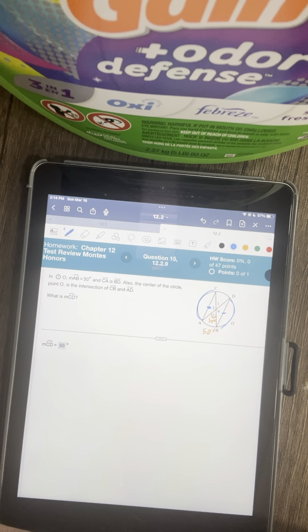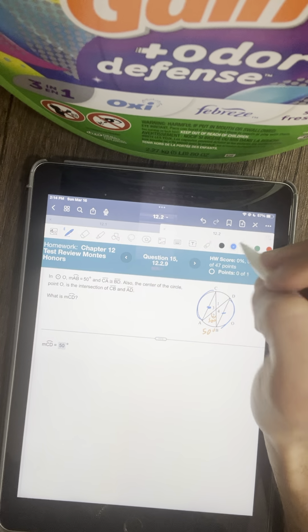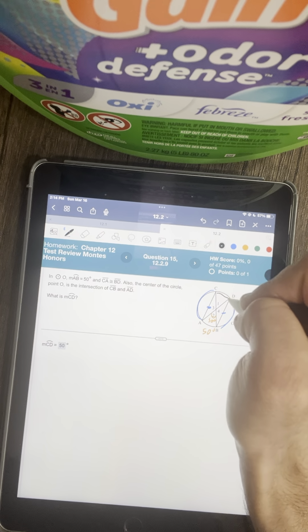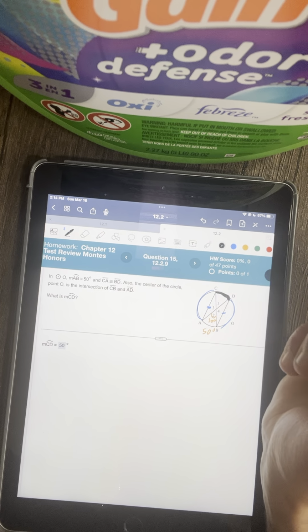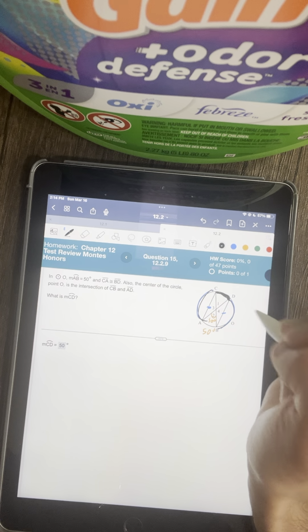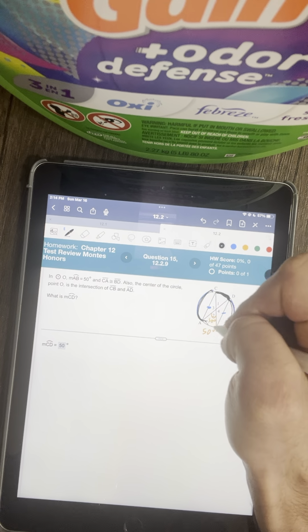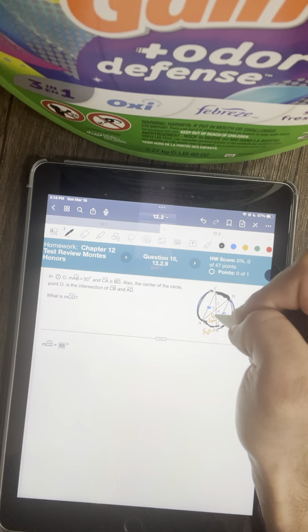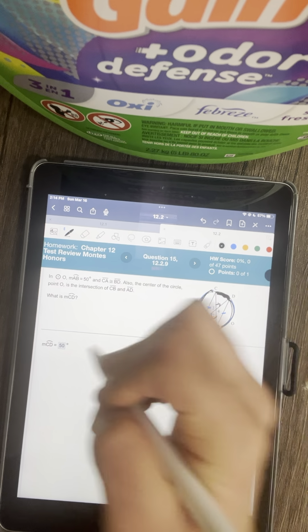Oh, is the intersection. Okay, what is CD? So where's CD? So they want to know this. Wait, yeah, it's just 50. This was just there to throw you off. I don't even know why they had this here, because if this is 50, then this also is 50 because these two are vertical angles. So the answer is just 50.